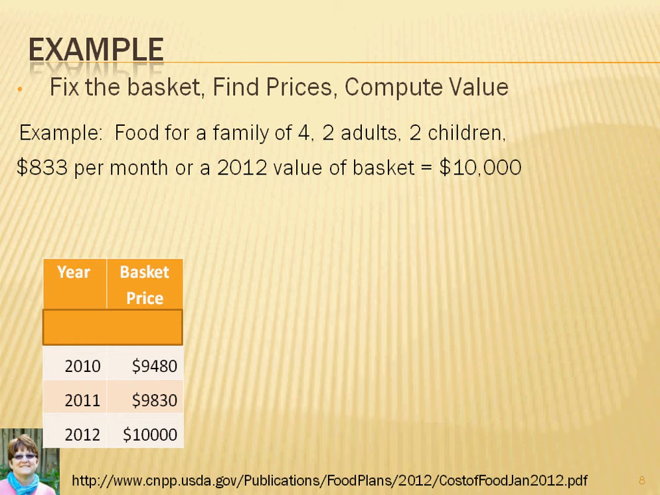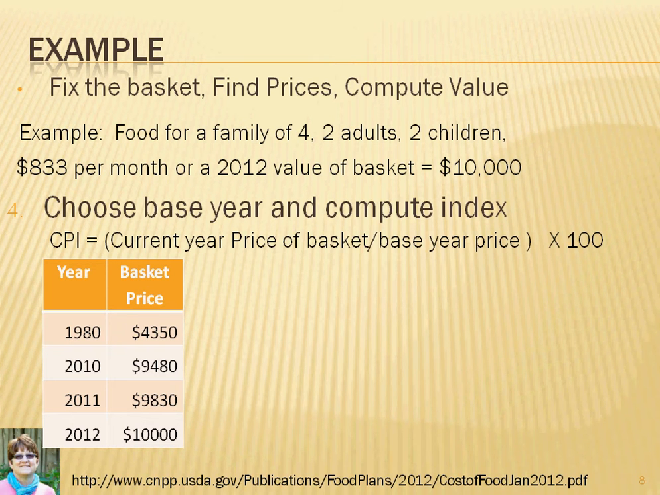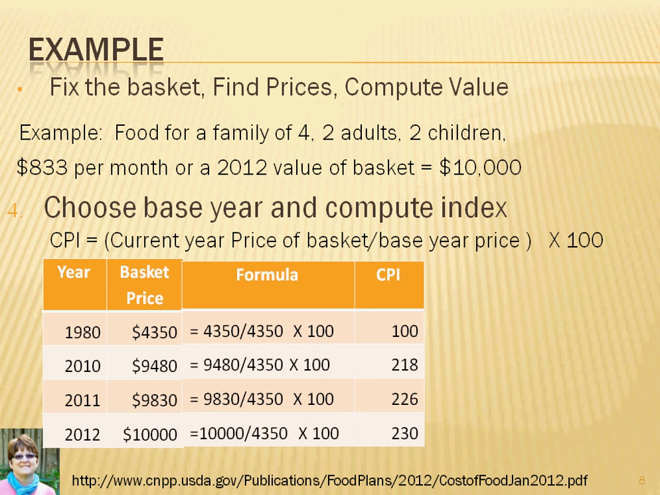That gives us the result for step 3, the total price of the basket for 3 years. In step 4, we select a base year, which for us is 1980, when the basket price was $4,350. Then we compute the CPI index. CPI equals current year price of basket divided by base year price multiplied by 100. Here we can see the CPI for 2010 was 218, for 2011 226, and for 2012, 230. The index is always 100 in the base year, which in this example is 1980.